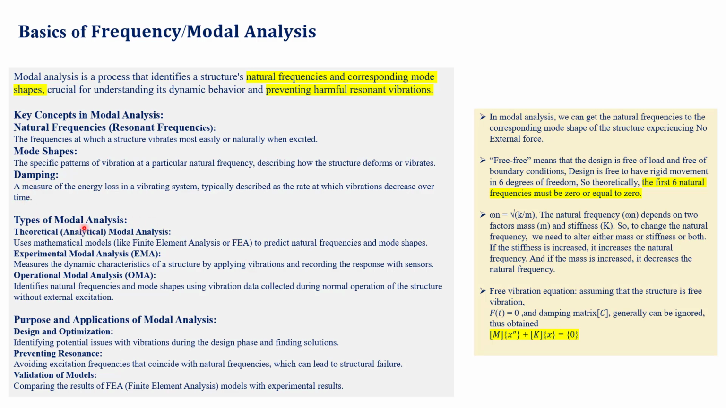The next one is the types of modal analysis. One is theoretical, where we calculate with respect to mathematical models and predict the natural frequency of the model as well as the mode shapes. Then, in experimental modal analysis, we measure the dynamic characteristics of the structure by applying vibrations and recording the response with sensors.